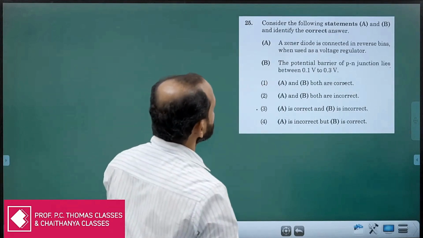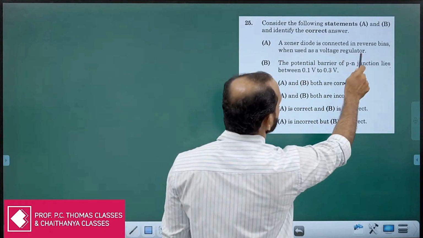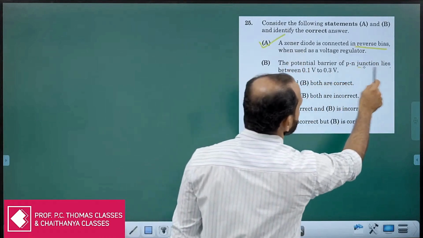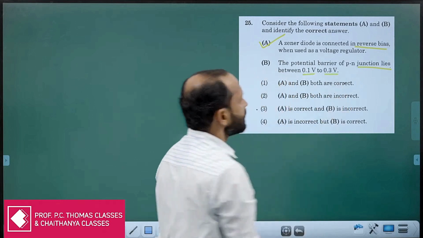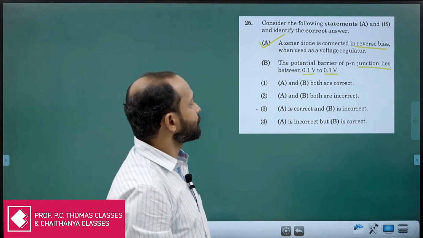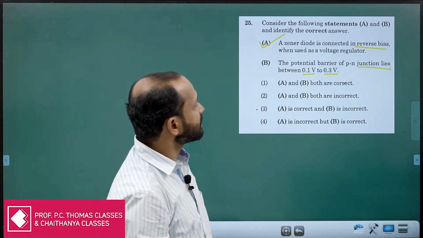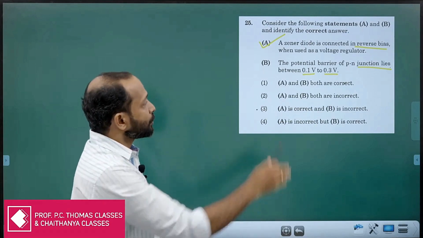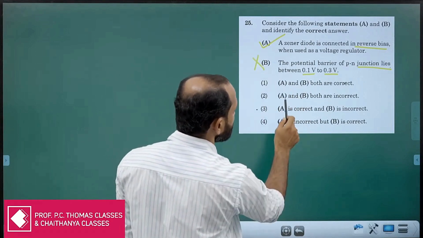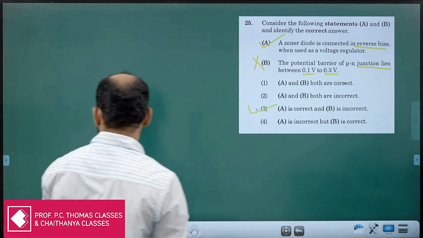Consider the following statements. Zener diode is a voltage regulator and is used in reverse bias. That is true. Potential barrier of PN junction lies between 0.1 and 0.3. That's not correct, because that may be true for germanium, but for silicon it's different. For silicon it's nearly 0.7. So it varies. That's why that is incorrect. So A is correct, B is incorrect.